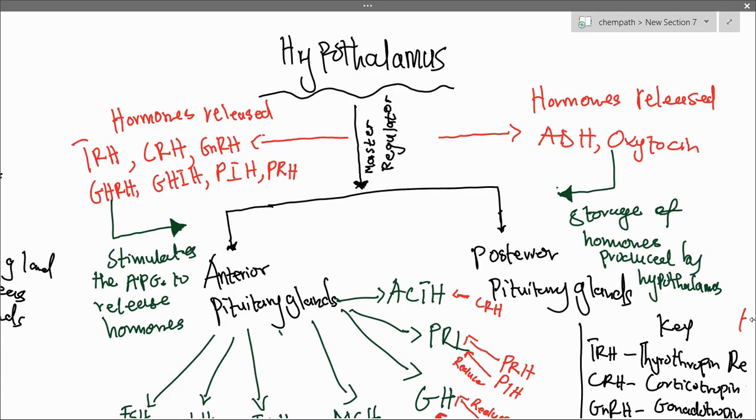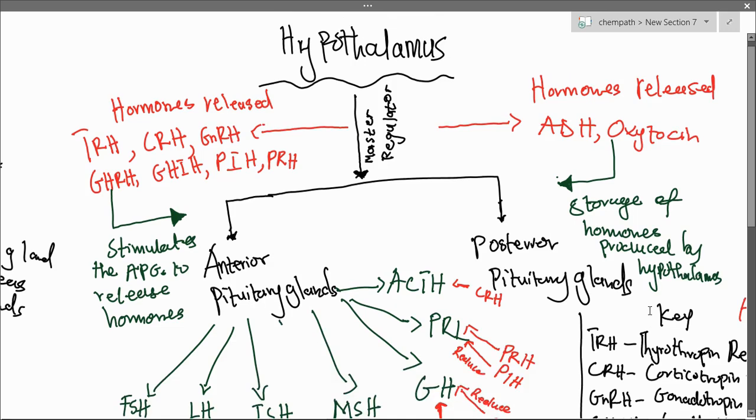In the hypothalamus, we have a list of hormones. We have the TRH, which is known as the thyrotropin releasing hormone. We have the CRH, the corticotropin releasing hormone. We have the GnRH, the gonadotropin releasing hormone. Then we have the growth hormone releasing hormone, growth hormone inhibiting hormone, prolactin inhibiting hormone, and prolactin releasing hormone. And then we also have the ADH, antidiuretic hormone, and oxytocin. So these are the hormones that are released by the hypothalamus.